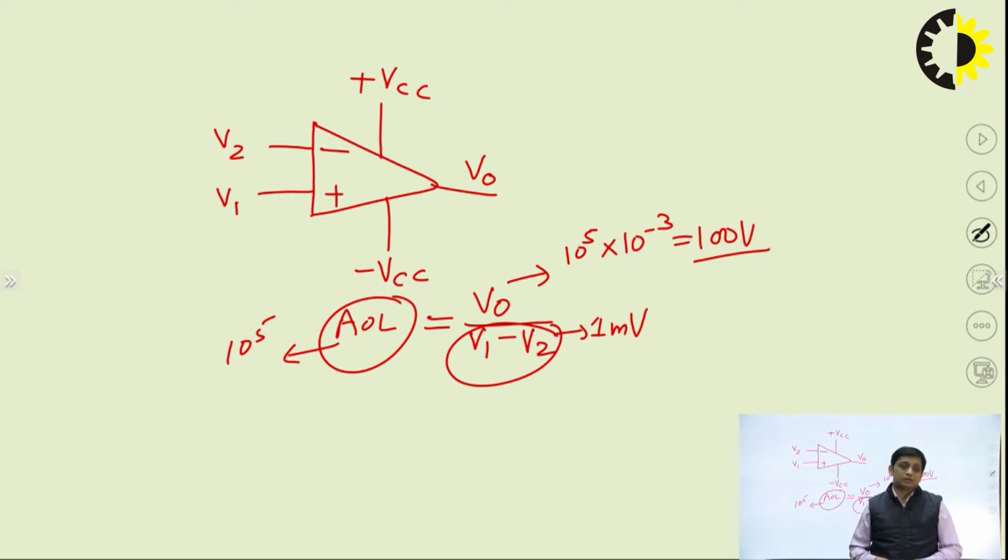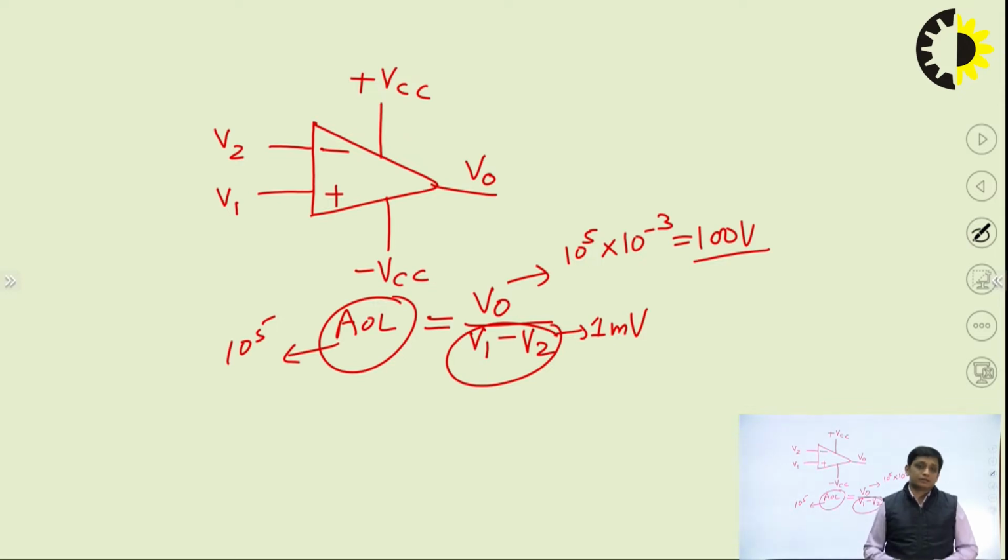It means that when we apply a 1 millivolt signal at the input, and let's take supply voltage plus minus 15 volt, then the output voltage will start increasing, and it will go maximum to plus 15 or minus 15 volt. In practical cases, it will not go exactly to plus 15 volt, it will be less than 15 volt. That is called saturated voltage.